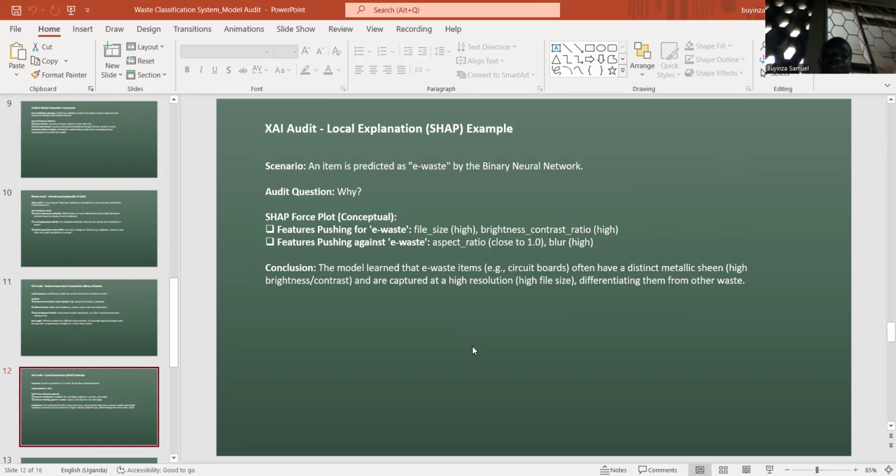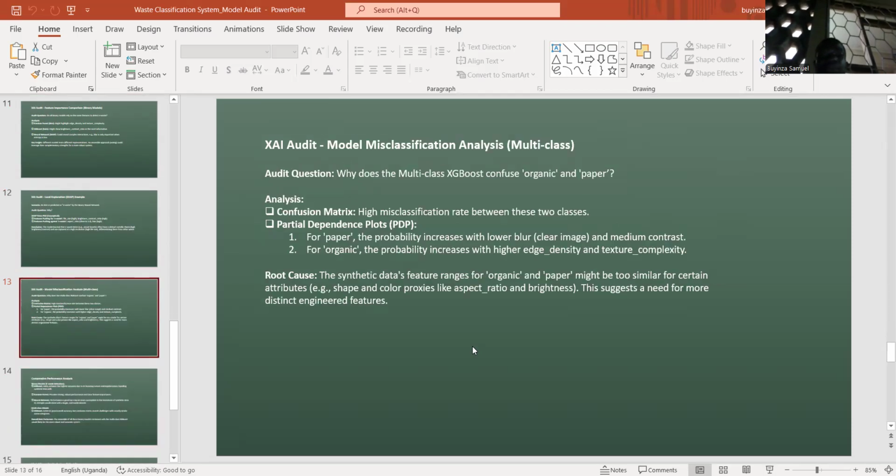Then features pushing against e-waste, we have the aspect ratio, which is close to 1.0, and the blur that is always high. With that, we have a conclusion that the model learned that e-waste items, that is for the circuit boards, often have a distinct metallic sheen, that is high brightness and contrast, and are captured at a high resolution, that is high file size, differentiating them from other waste.